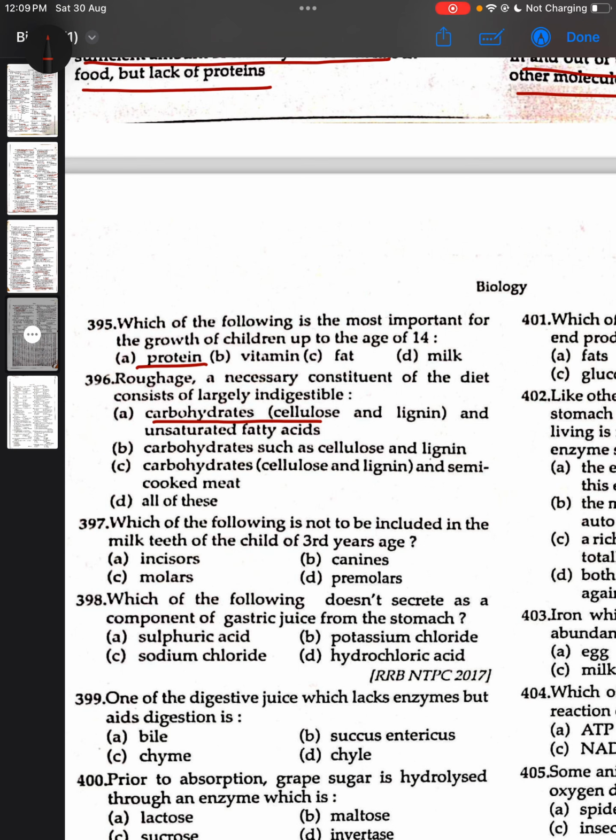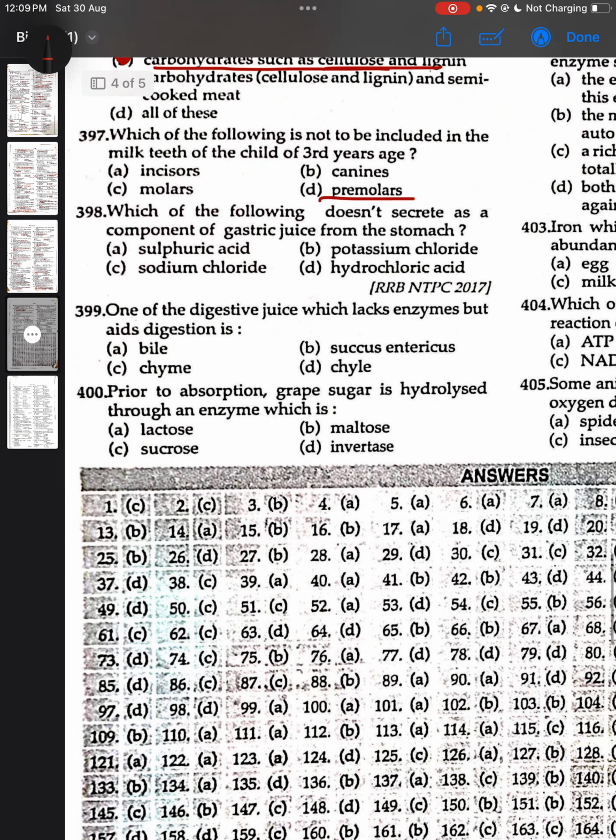Roughage, a necessary constituent of the diet, consists of largely indigestible carbohydrate. B will be the correct answer. Carbohydrates such as cellulose and lignin. Which of the following is not to be included in the milk teeth of a child of 3 years of age? The correct answer will be premolars.